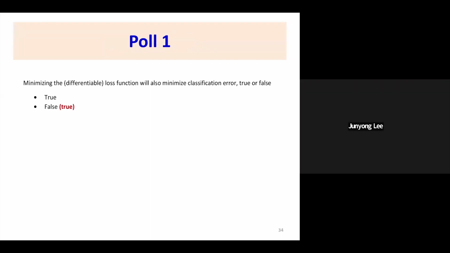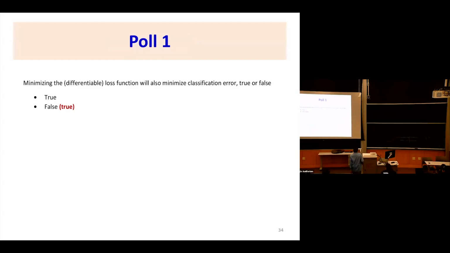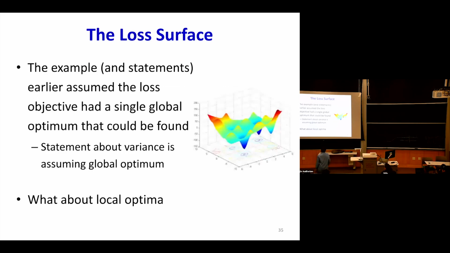Yes, false. Thank you. Minimizing the differentiable loss function will also minimize the classification error. No, absolutely not true. The two are actually very different things, right? They're related, but they're not the same. So lesson 1 for the day. Lesson 2, let's look at the problem of optimization itself.